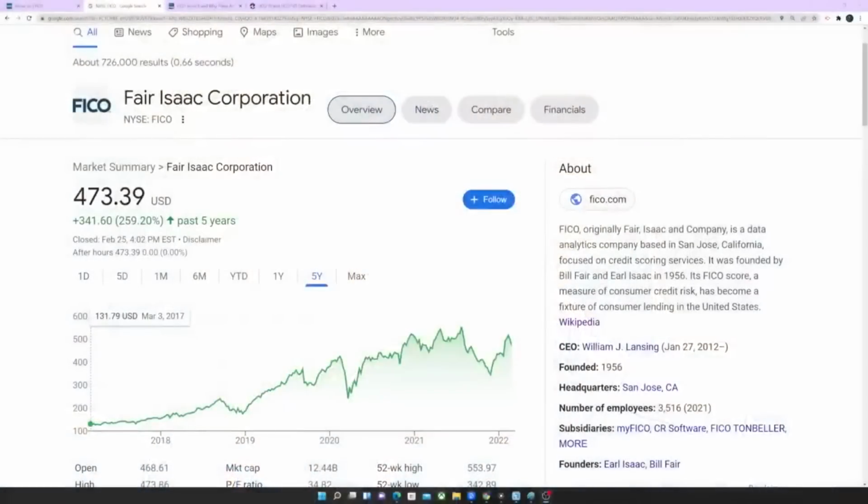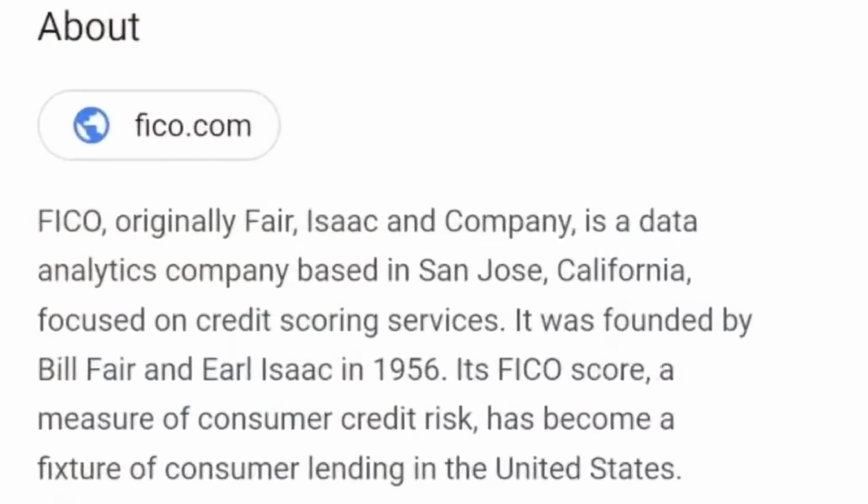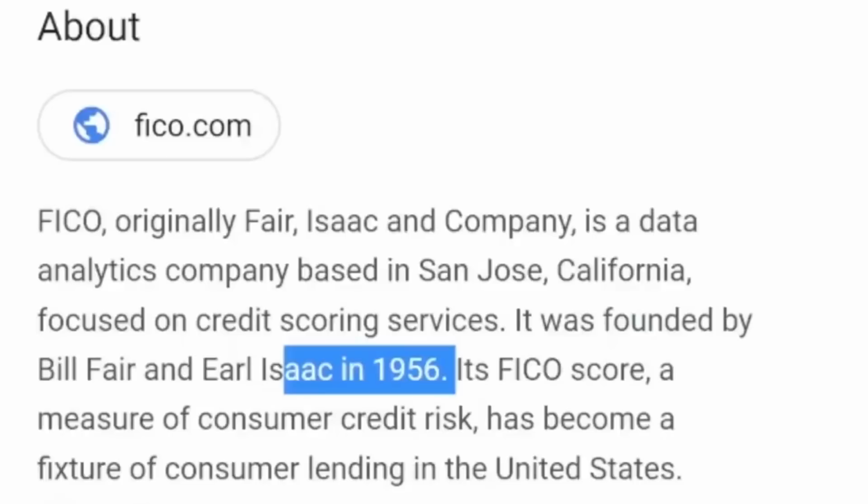So in today's video, we're going to be walking through all of your different types of FICO scores. Now, what is a FICO score? A FICO score is basically an algorithm that's developed by the Fair Isaac Corporation. The Fair Isaac Corporation is a data analytics company based out of San Jose, California, and they were founded in 1956 by Bill Fair and Earl Isaac.